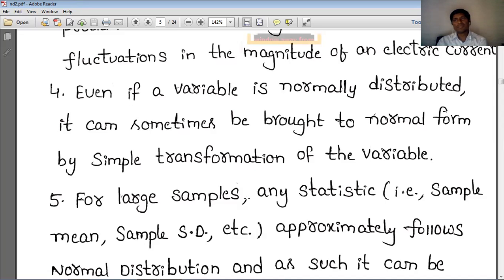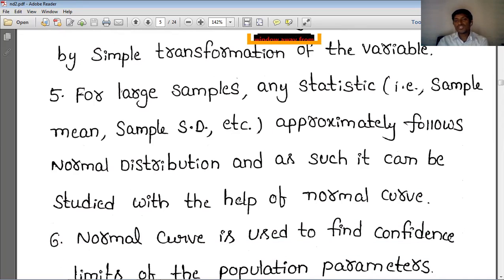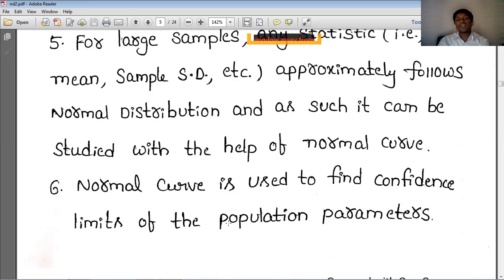There also we use this for some statistics, that is, for large samples any statistic, such as sample mean and sample standard deviation, is approximated by the normal distribution and can be studied with the help of the normal curve. All these things we represent by the normal curve. It's easy to find confidence limits of the population parameters.